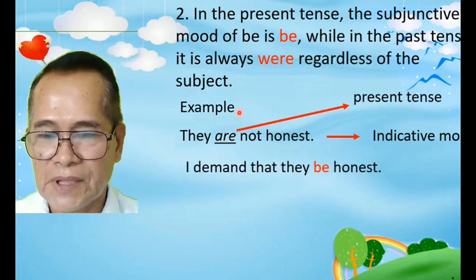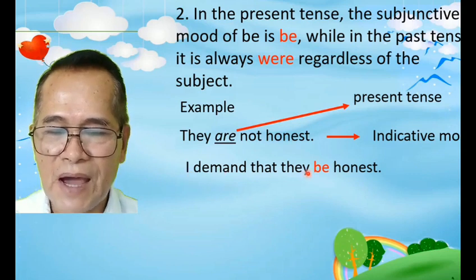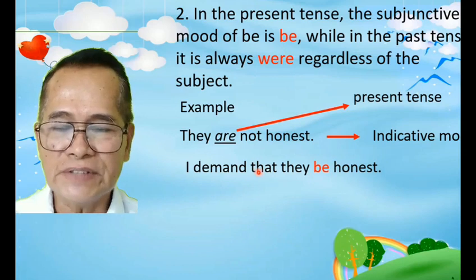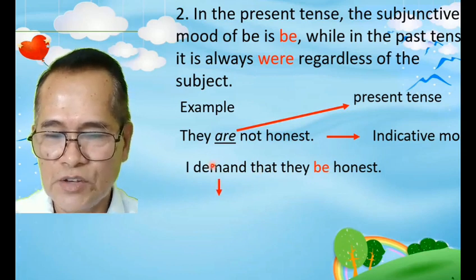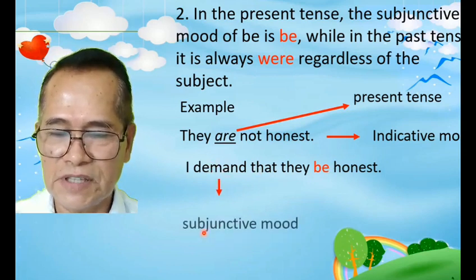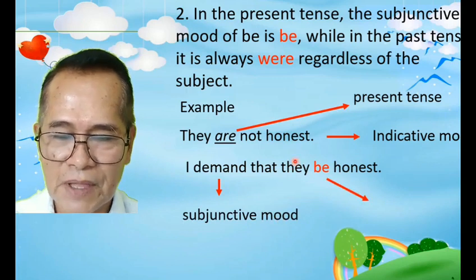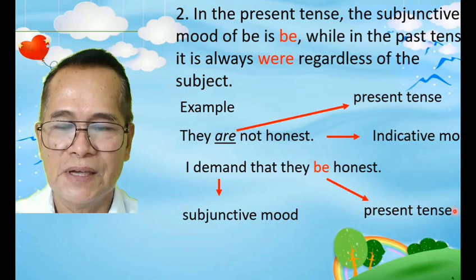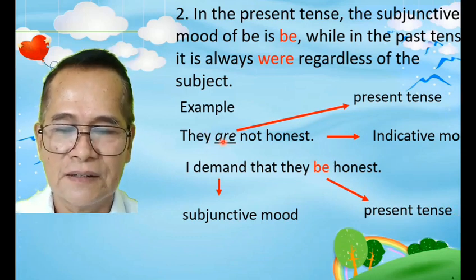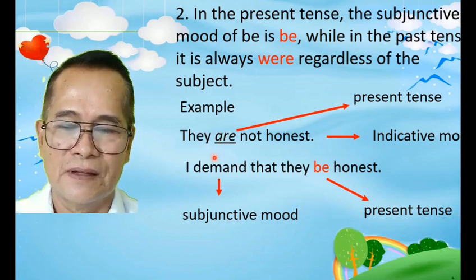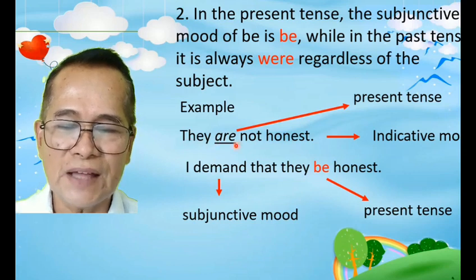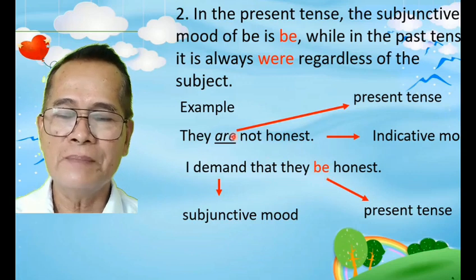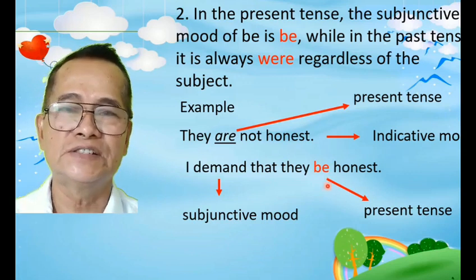And then, I demand that they be honest. Pag ginawa natin itong subjunctive mood, using the word demand, this is the subjunctive mood, and then, be is our verb, ito na yung present tense niya. Hindi na siya are. Dito, they are not honest. Dito naman, they be. Ang are ay magiging be. That is in the subjunctive mood.